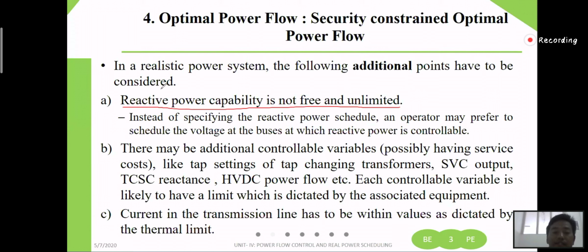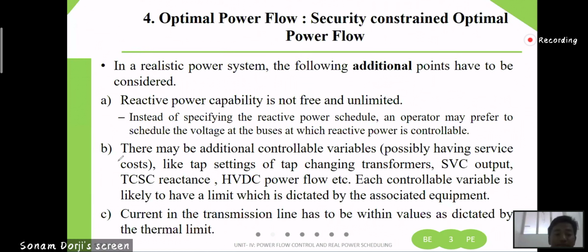But when it comes to the customer, as far as possible, we try to minimize it. That's why reactive power capability is not free. It means we are required to buy a STATCOM, SVC, UPFC and so on, and when you install them, that cost will be involved. That cost has to be recovered from the energy cost, right? So this is not free, you have to know. But in the earlier example, we considered it free.